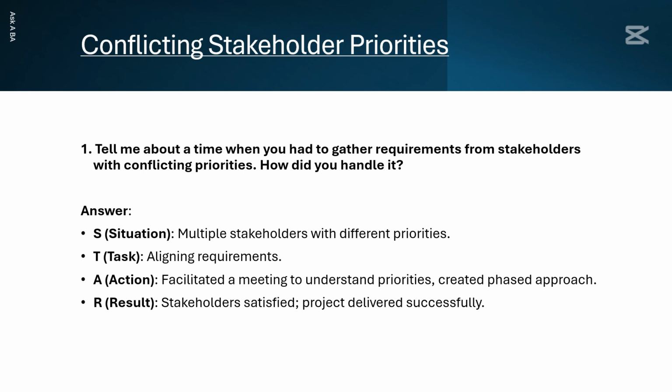Remember, the STAR method stands for situation, task, action, and result. The situation is multiple stakeholders with different priorities. Your task is aligning requirements. Your action is facilitated a meeting to understand priorities, created a phased approach. And the result? Stakeholders were satisfied and the project was delivered successfully. Now, let's see an example of how you would actually answer this question during an interview.